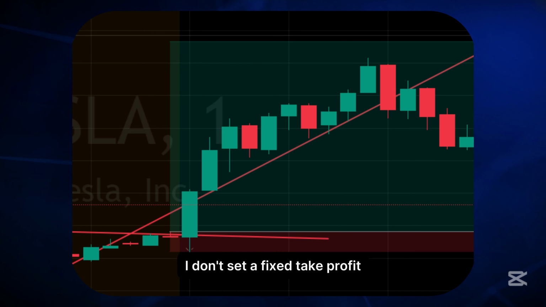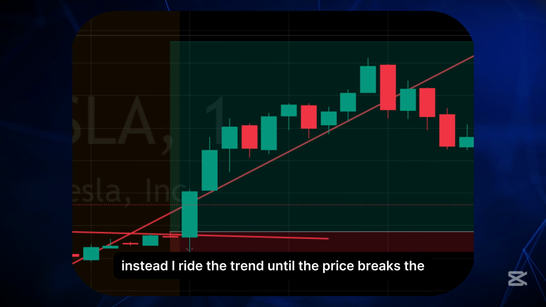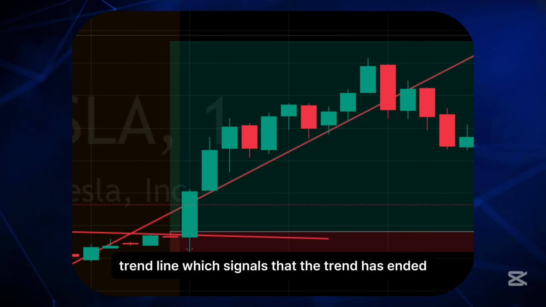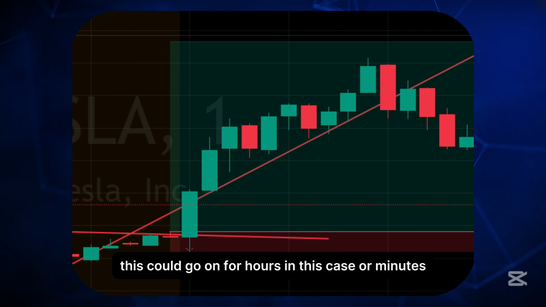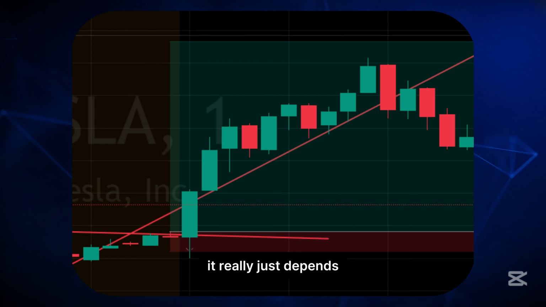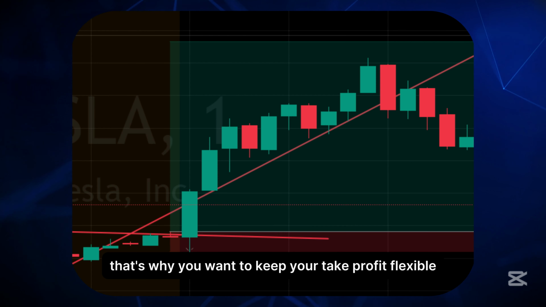I don't set a fixed take profit. Instead, I ride the trend until the price breaks the trend line, which signals that the trend has ended. This could go on for hours in this case, or minutes, it really just depends. That's why you want to keep your take profit flexible.